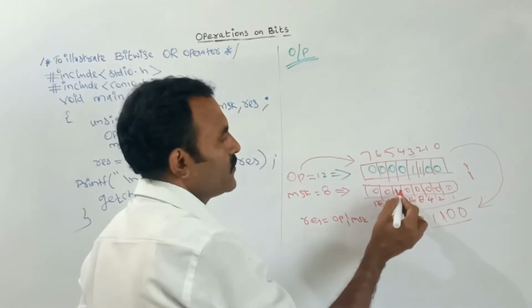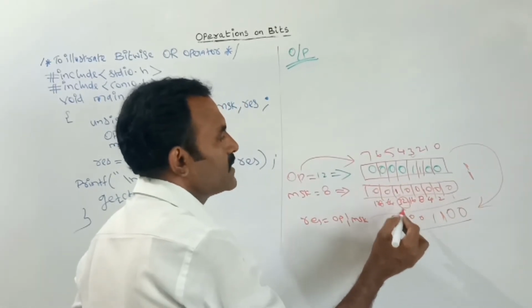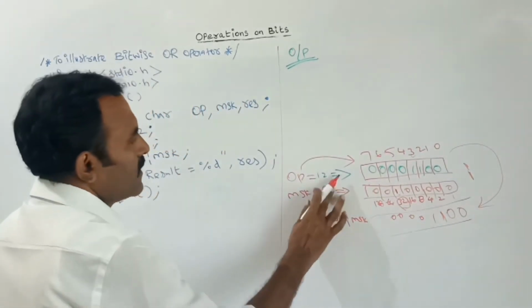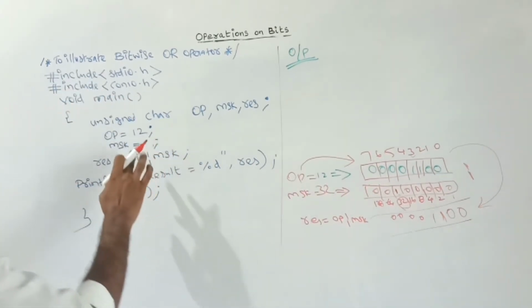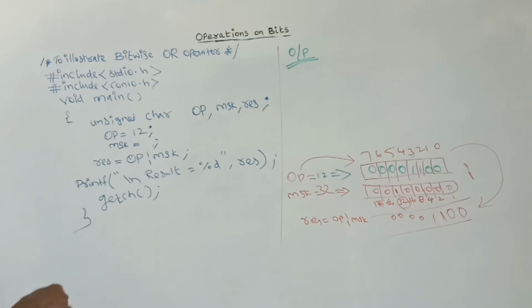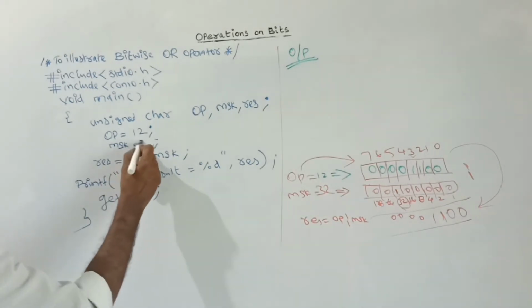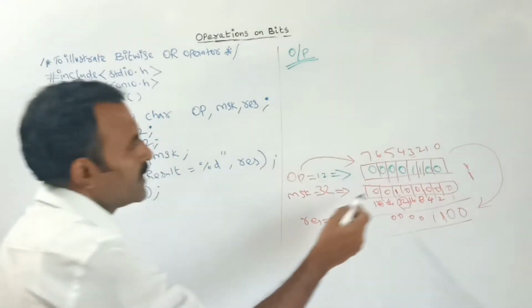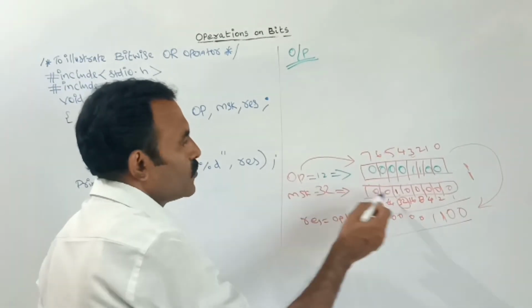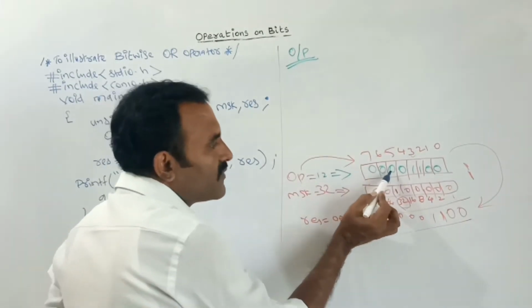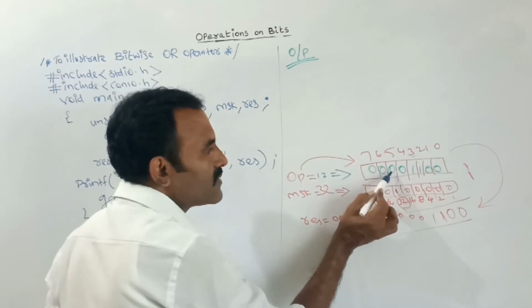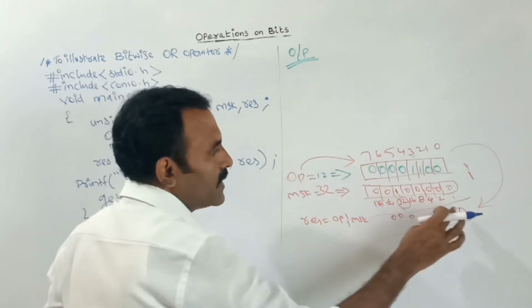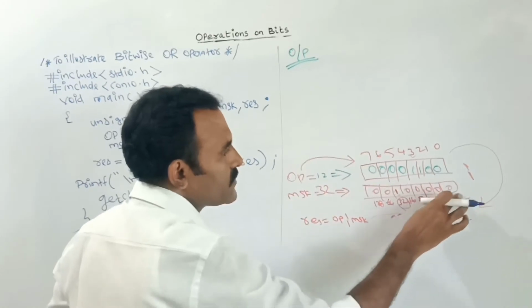Here 1 into 32, so 32 is the result. For this mask value, if you are giving the mask value as 32, then this is the binary value of 32. Now this fifth position is off. By using this mask value, I am going to turn on this fifth position.